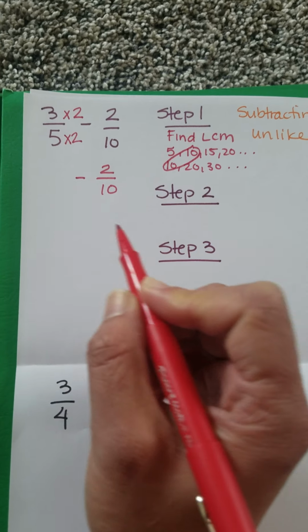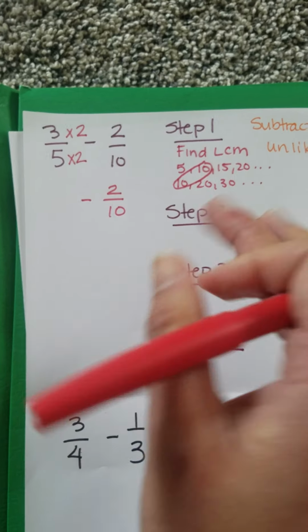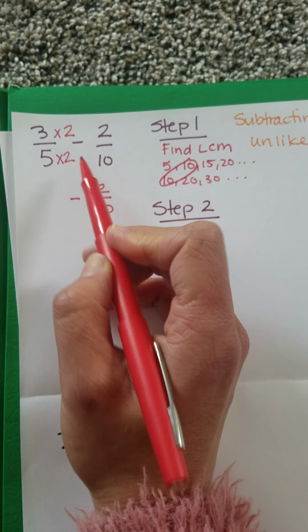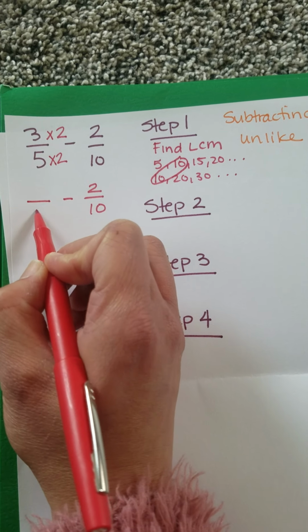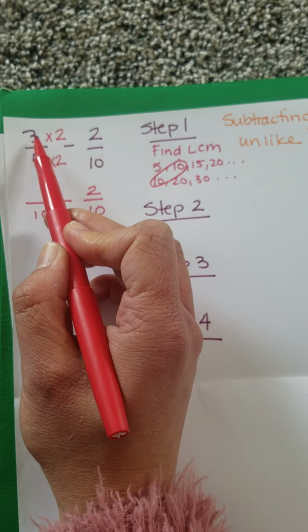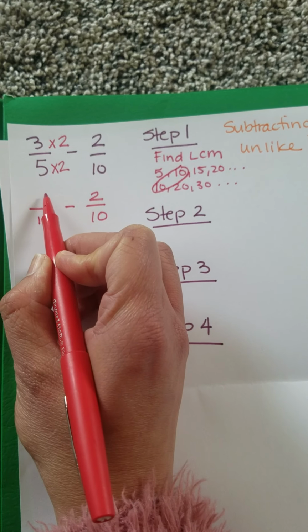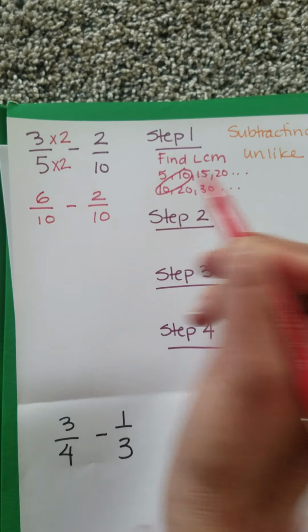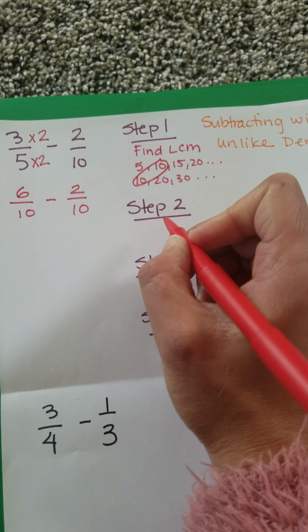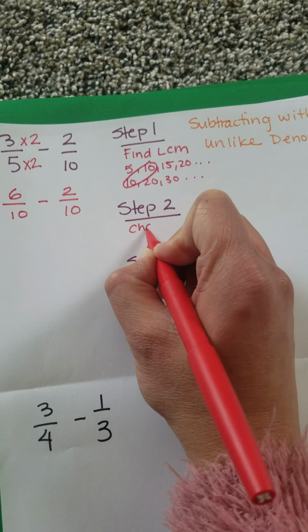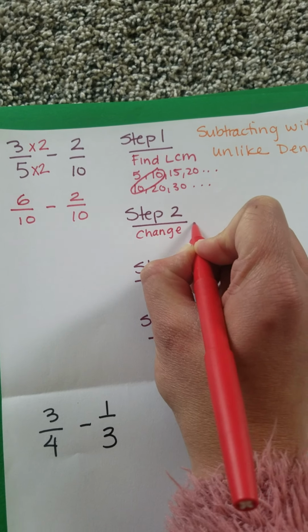And now I'm ready to multiply across. So let's try. 5 times 2 is 10, so I'm going to put my 10 in the denominator. 3 times 2 is 6. So notice what we did. What we did was we changed the fractions. So I'm going to put change fractions.